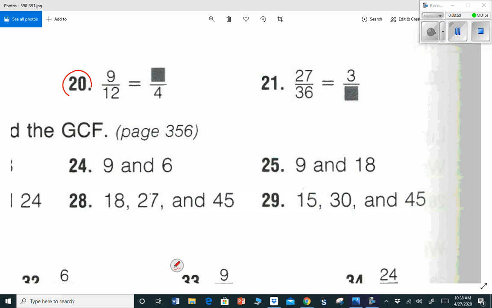Okay, you go ahead and try 20 and 21. Pause the video and turn it back on when you're ready to check.